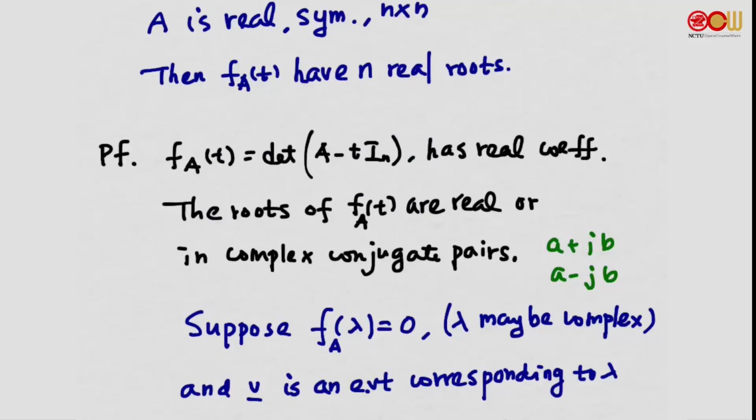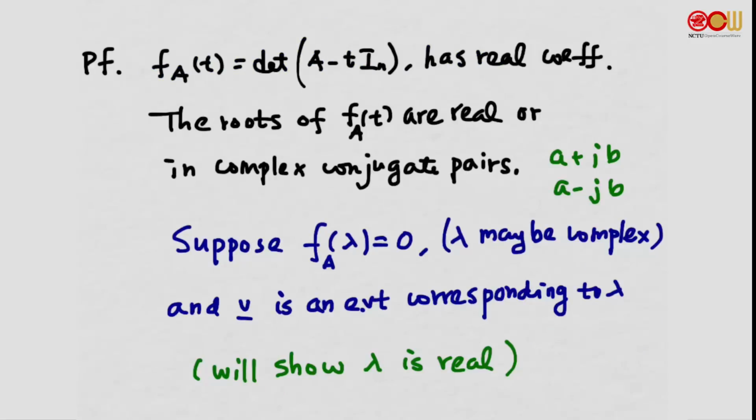So let's start by assuming that we have an eigenvalue lambda, and f_A of lambda is equal to 0. And this lambda may be complex, but we want to show that it's real. And v is an eigenvector corresponding to lambda. The problem is, how can we use the property that A is symmetric to show that this lambda must be real?